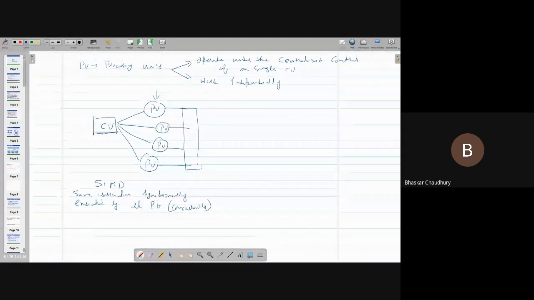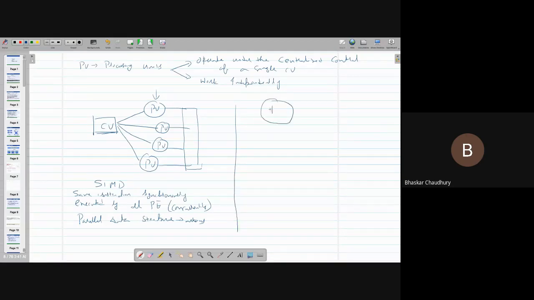Now we really understand this part. There is only one single instruction, and you are working on multiple data elements, so I can always use parallel data structures like arrays. On the other hand, I can have this kind of design where I have a processing element plus a control unit, and another processing element plus another control unit, and another processing element plus control unit, and then they are connected through an interconnect.